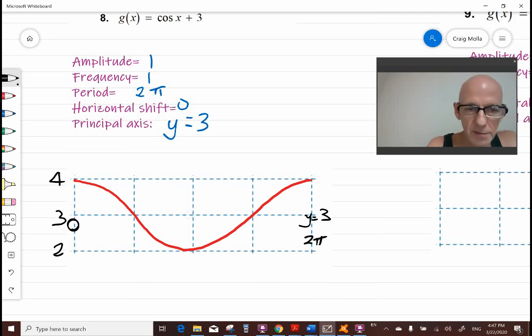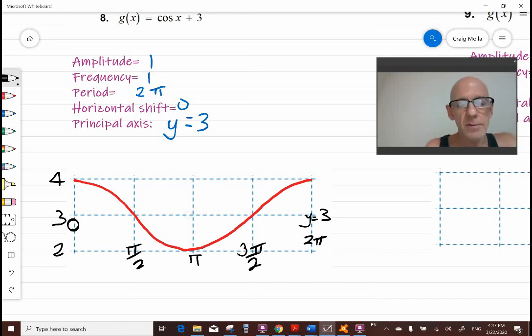That means that the significant points in the middle here, the minimum should be at pi. When it hits the principal axis, it should be pi on 2. When it hits the principal axis again, it should be 3 pi on 2. Now, if you set your calculator to that viewing window and type this function in radians, you should get exactly what you see.